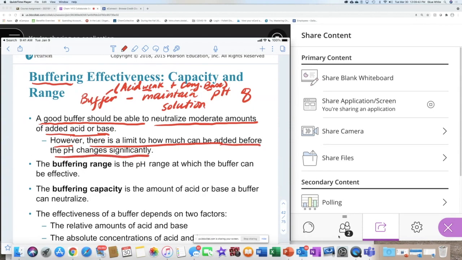Okay, so to paraphrase this, you can ask the question, okay, buffer chemical maintain pH, we get it. But is there a point where the buffer can't maintain the pH anymore? Yes. If you add too much acid or you add, see how they use the word moderate here? Yeah. If you add too much acid or too much base, at some point the buffer is not able to work anymore. Okay. So there's such a thing as a buffering range. The buffering range is the pH range at which that buffer can be effective.